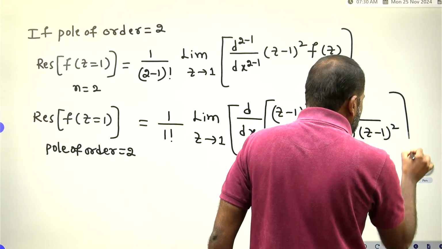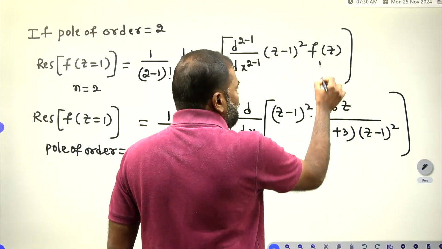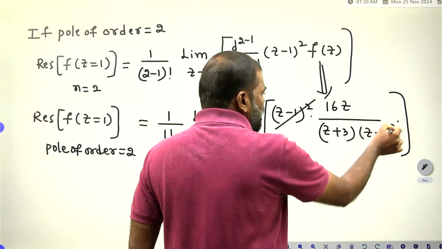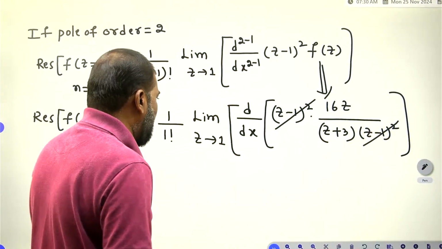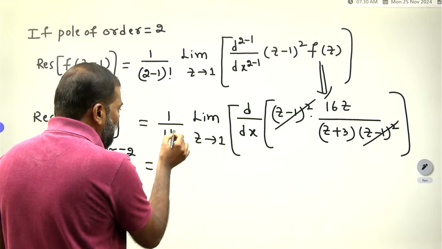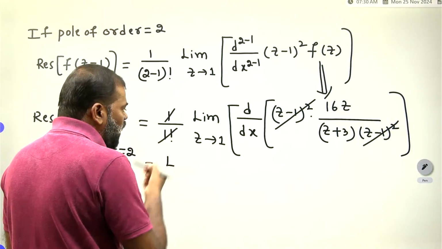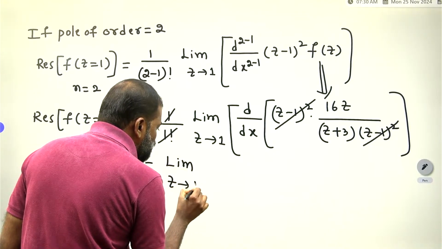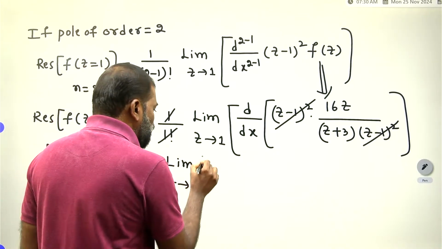So (z minus 1) whole square. Instead of f of z, I am writing this one. So (z minus 1) whole square and (z minus 1) whole square get cancelled. So therefore what we have to write? 1 by 1 factorial, 1 and 1 get cancelled. Limit z tends to 1.